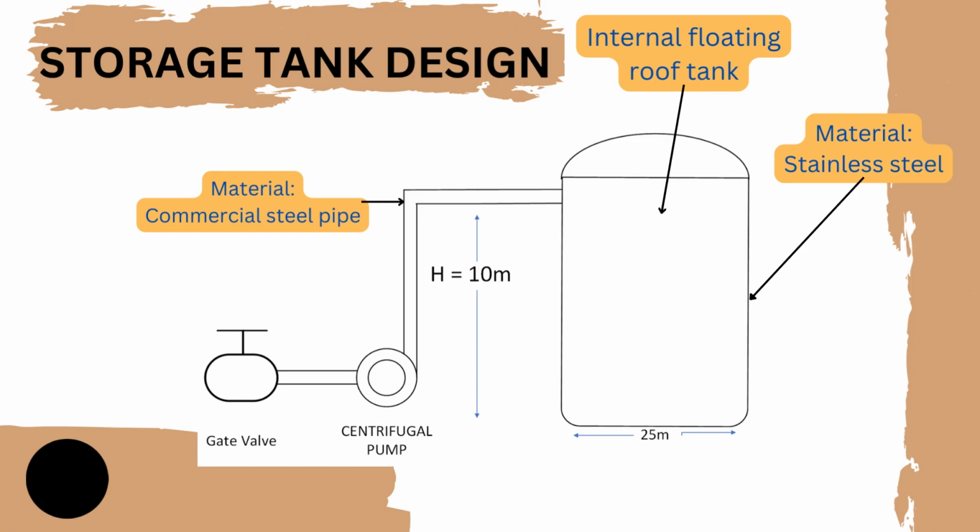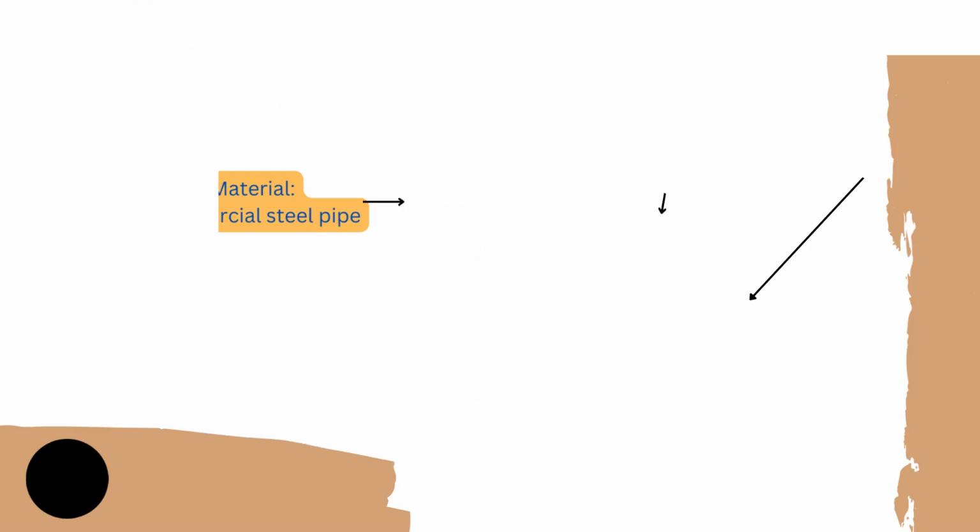And also we use a gate valve here, which is the most common type of valve used in any process plant. It's a linear motion valve that controls when fluid flow begins or stops. Basically, it's totally fully open or totally closed while in use. So that's all for our tank design.